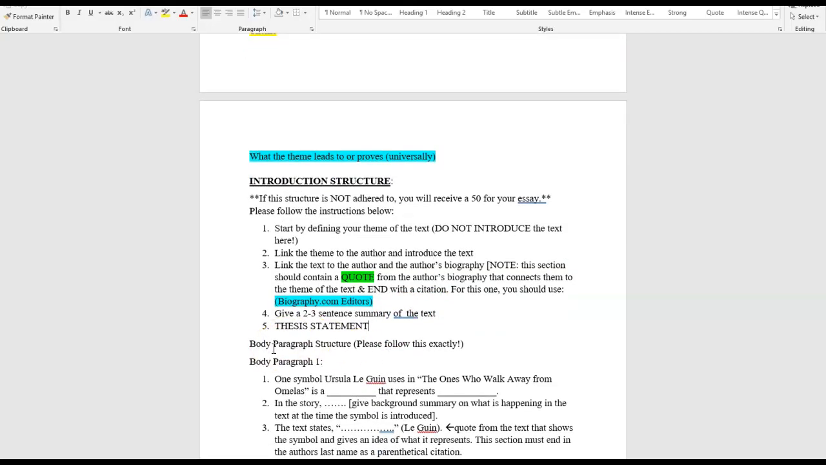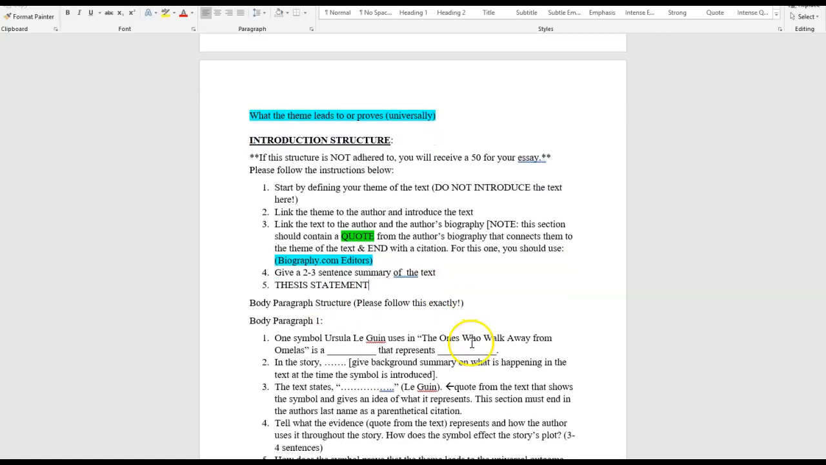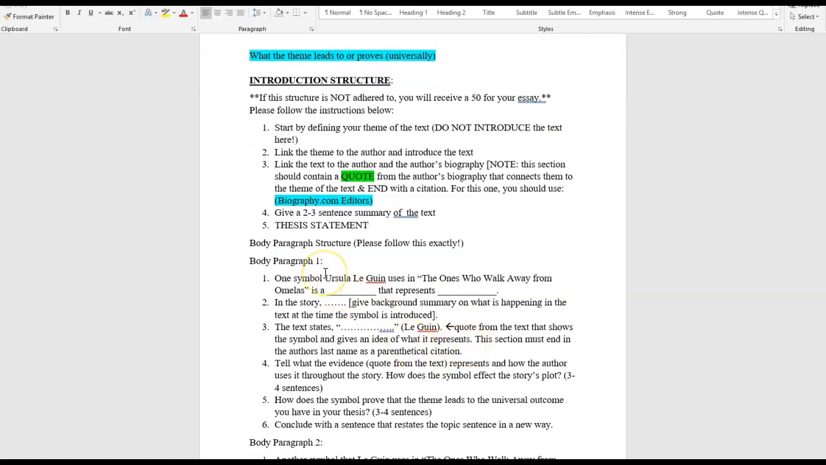Here's your body paragraph structure. Please follow this exactly. For each of the body paragraphs, you will begin with a topic sentence. One symbol Ursula Le Guin uses in The Ones Who Walk Away from Omelas is a blank that represents blank. In the story, comma, now give the background summary.